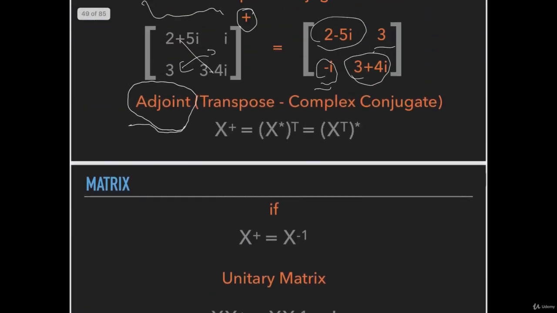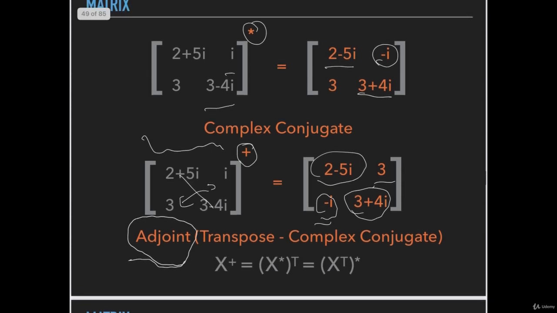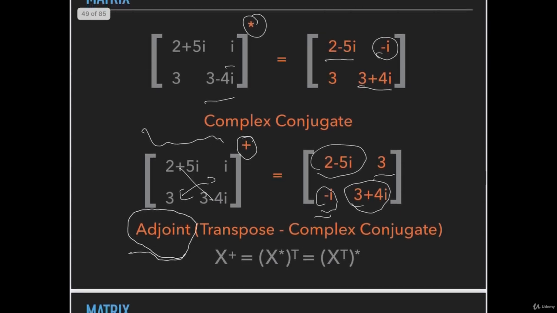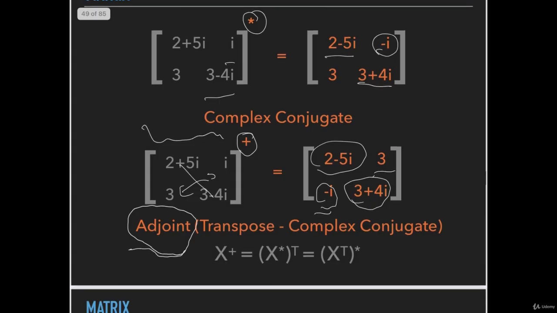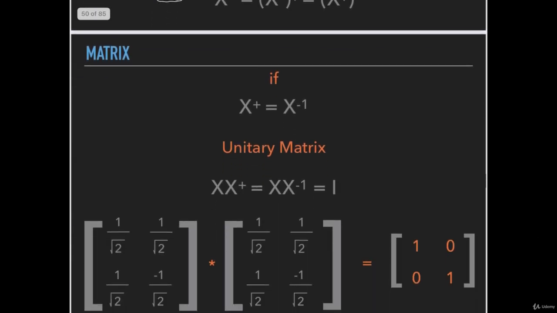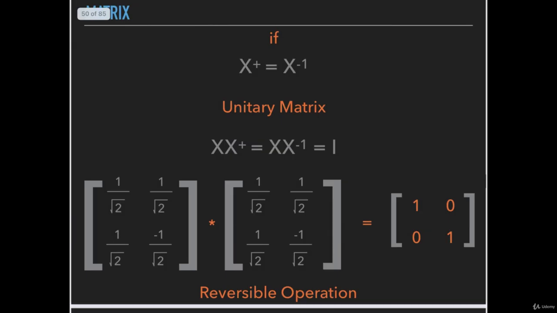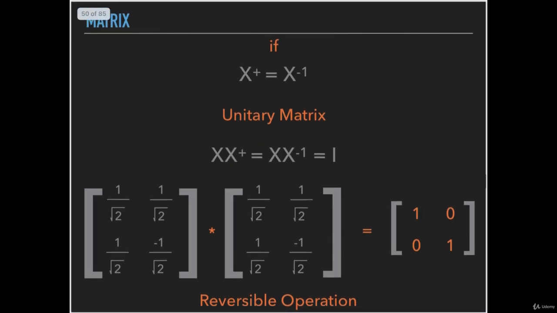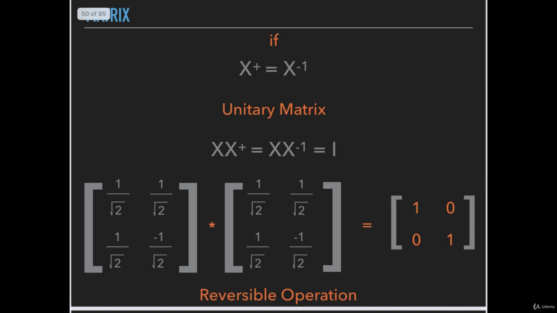So what's the adjoint? Remember, the adjoint is the transpose and complex conjugate of a matrix. So you either take the transpose first or the complex conjugate first and then apply the other one. If you do this, and you find that it is actually equal to x inverse, then it means that you have a unitary matrix. So it means that if you multiply x by its own adjoint, you will get the same result as x multiplied by x inverse, which is the identity matrix, obviously, right? Because we have seen this before.